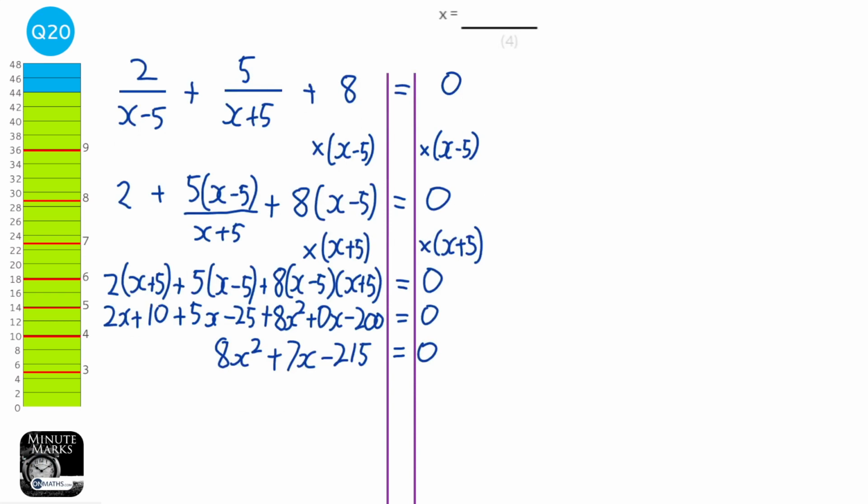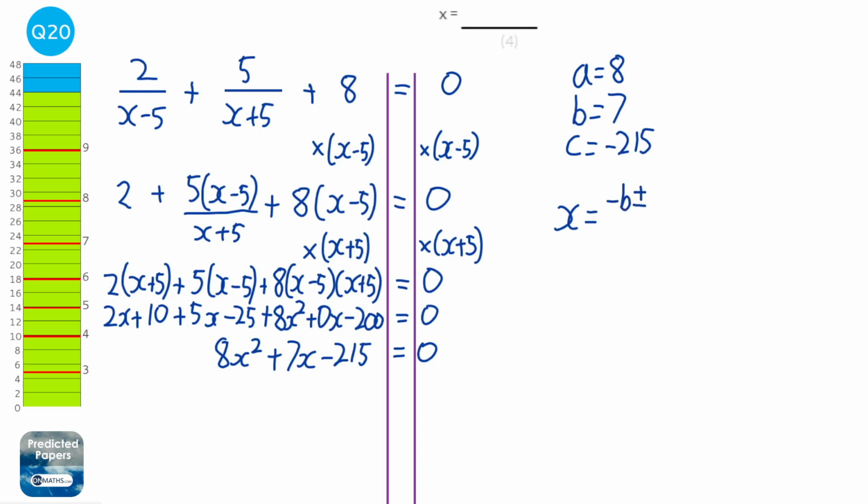So for our quadratic formula, we need to know what a equals, and a is the coefficient of the x squared, so a equals 8. We need to know what b equals, and that's the coefficient of the x, that's 7, and we need to know what c equals, and that's the number at the end, which will be minus 215. So the quadratic formula is x equals minus b plus or minus the square root of b squared minus 4ac, and all of that over 2a.